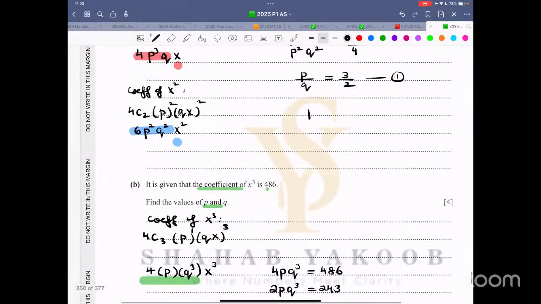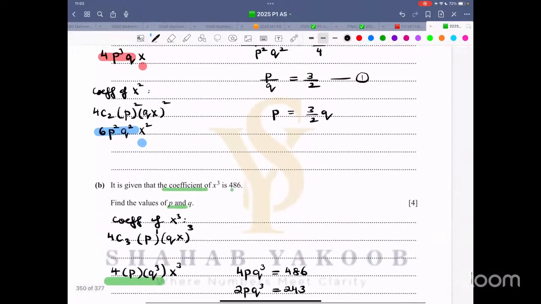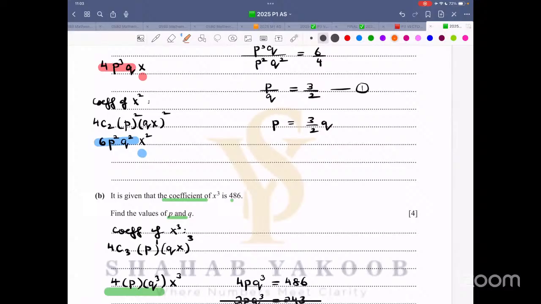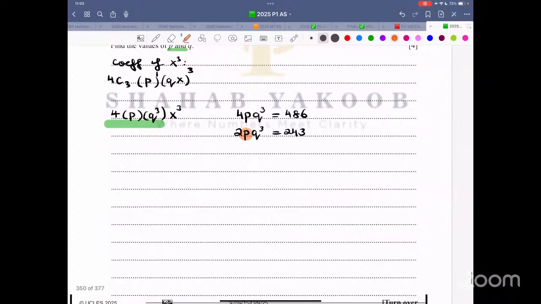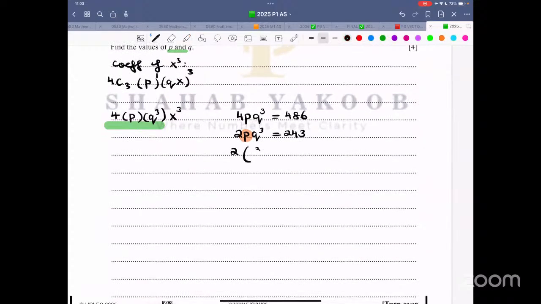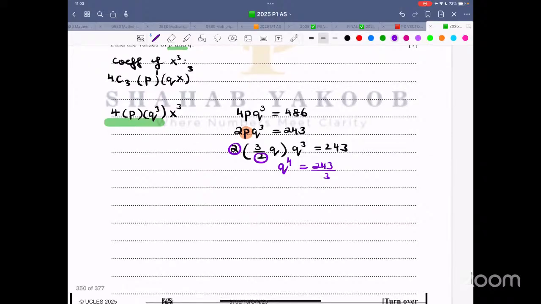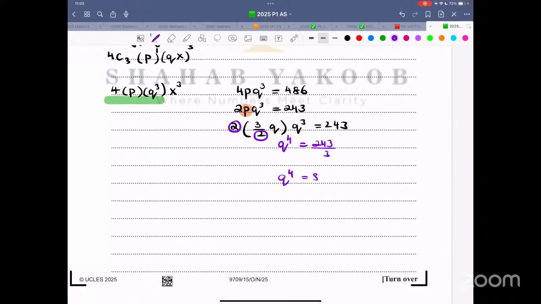So if I want to replace p, that is 3 over 2q, and that's easy to replace. Got the idea? Why is it easy to replace? Because p is in terms of q, and p is all alone. So therefore, 2 into 3 over 2q into q cube is 243. Now cancel out the things. The 2 and the 2 cancel out, and this is q power 4 is 243 over 3. So 243 over 3, I think it's 81. So q power 4 is 81.